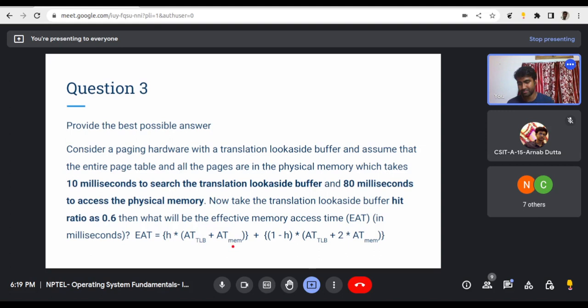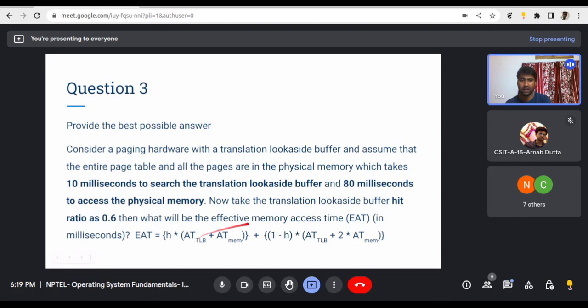So all the details in this numerical are given. If you consider the bold details that are present, 10 milliseconds is the time taken for access of the translation look-aside buffer. For access of physical memory, 80 milliseconds is required. Now the hit ratio of the translation look-aside buffer is 0.6, and you have to use this formula to calculate the effective memory access time in milliseconds.